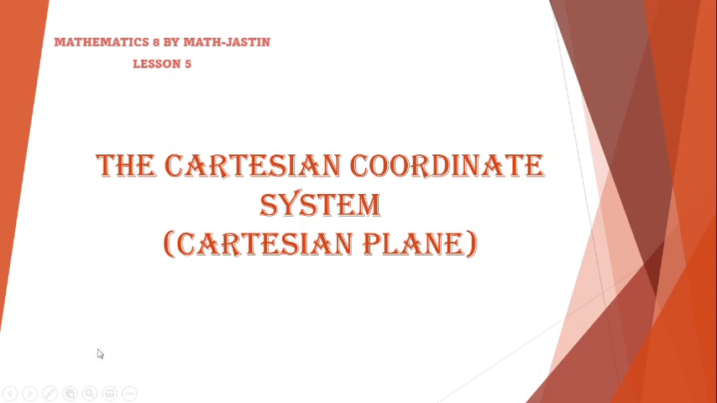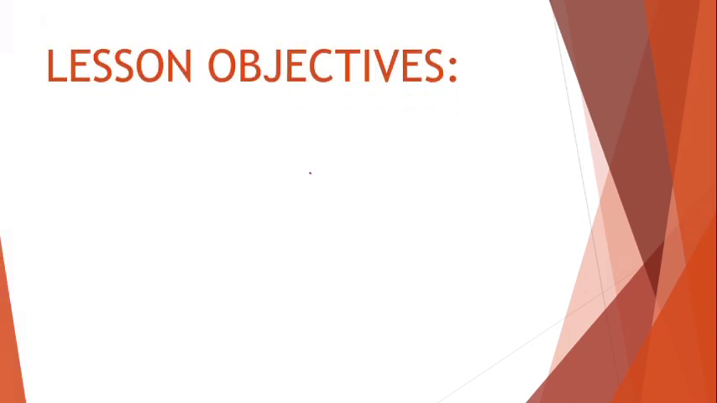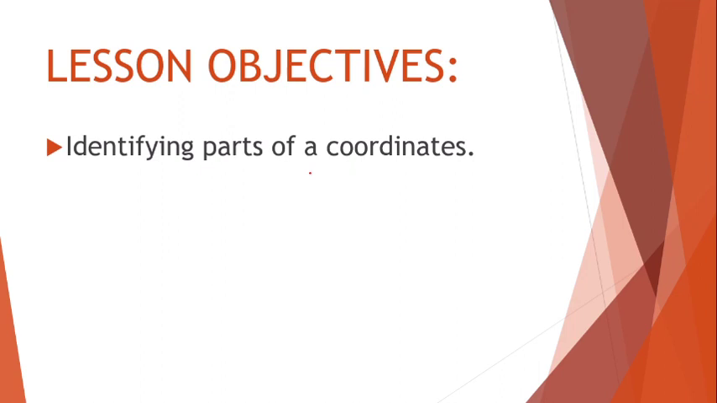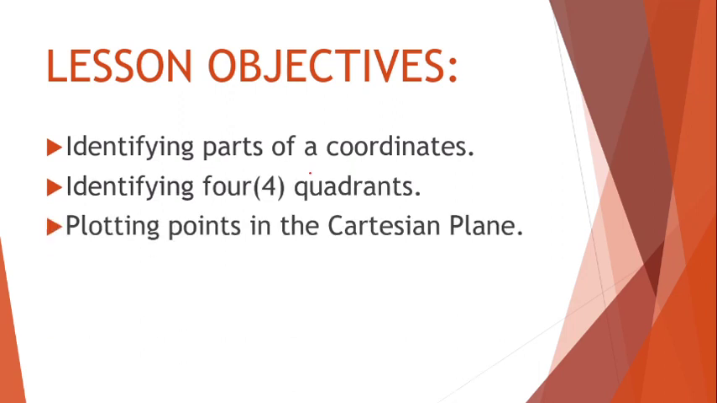Hello math learners, so for today's video, we are going to proceed to lesson 5 in Mathematics 8, and that is all about the Cartesian coordinate system or Cartesian plane. So let us start. Lesson objectives: number 1 is identifying parts of a coordinate, identifying the 4 quadrants, and plotting points in the Cartesian plane. These are the 3 objectives.